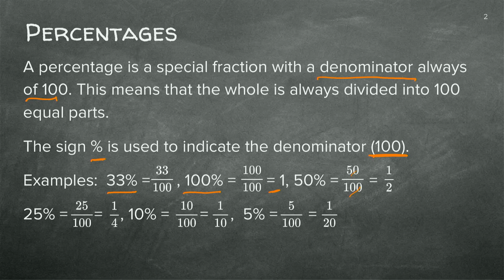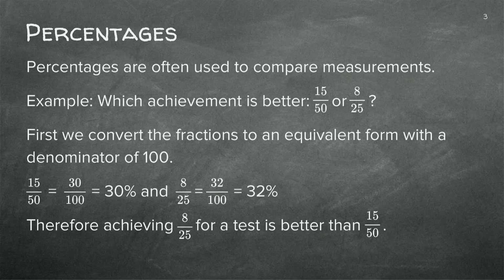So 25% is 25 over 100, and if we simplify it, it is a quarter. 10% is 10 over 100, and if we simplify it, it is 1 over 10. And 5% is 5 over 100, and if we simplify that, it is 1 over 20. Cool. Right. So percentages are often used to compare measurements, right?